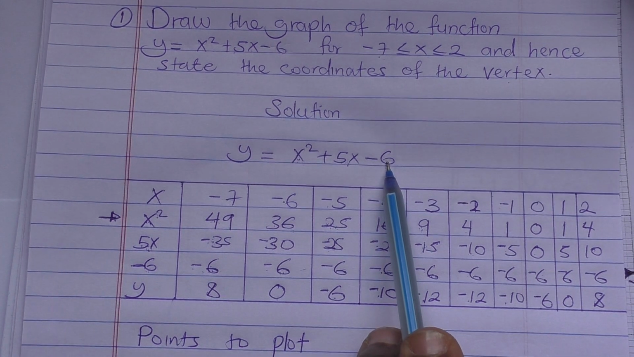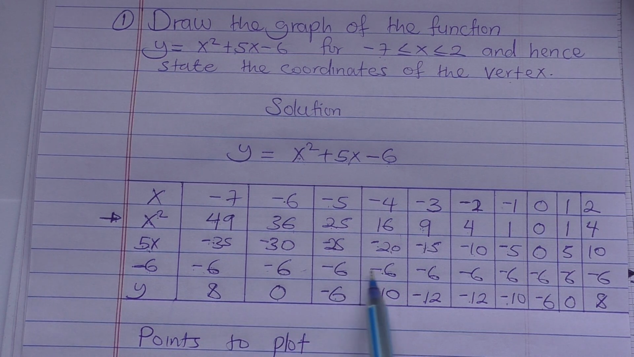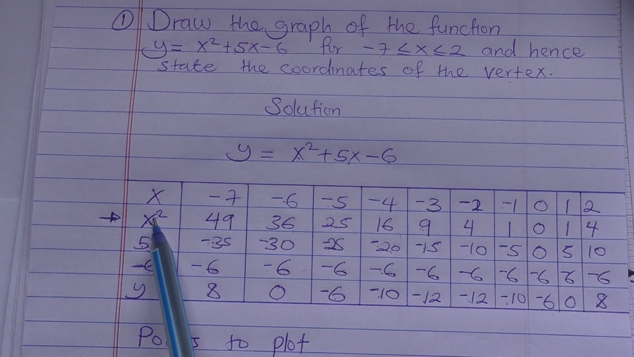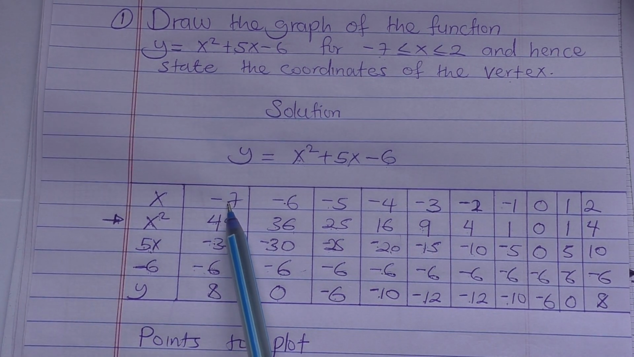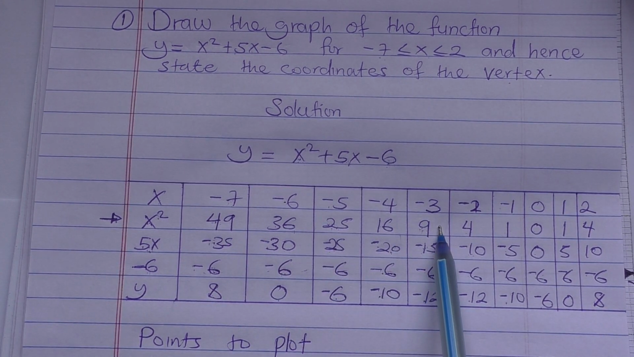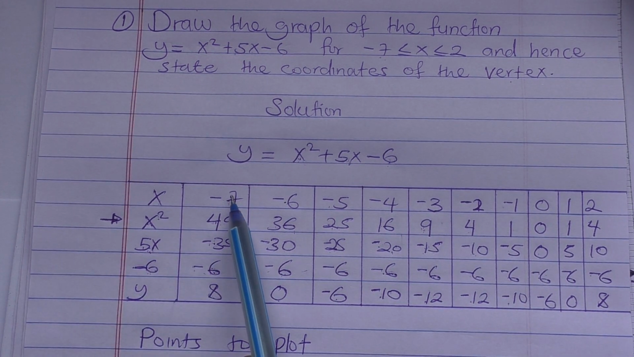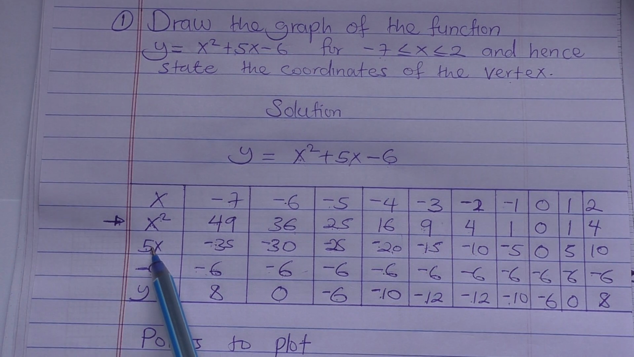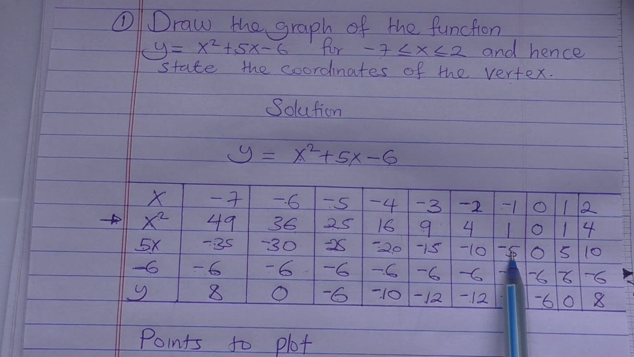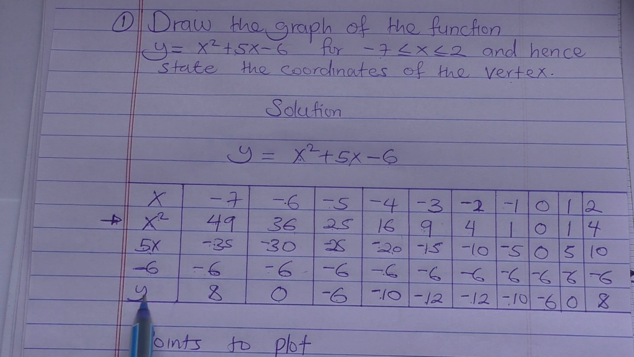This -6 is a constant, so it maintains its value everywhere because it is a constant. Then for the values of x squared, we are going to square the values of x, as we've done. Then for 5x, we are multiplying the values of x by 5. So we obtain the values of 5x. And now, after filling our table, we are going to get the values of y.